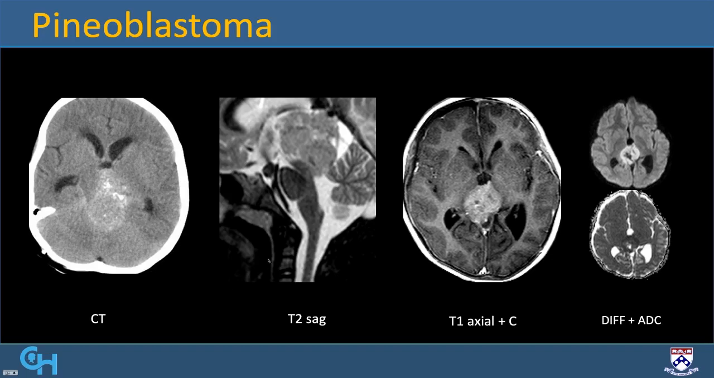So we saw the appearance on CT, so let's look at the appearance on MR. You can see this heterogeneous lobulated, predominantly solid mass in the pineal region, which, because of the location, can cause mass effect and result in hydrocephalus. And because it's an embryonal tumor, you will notice that there is restricted diffusion in the lesion. So when you see restricted diffusion in a pineal region mass, it's more likely going to be a pineoblastoma.